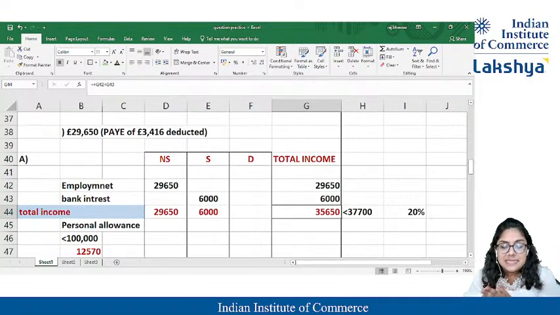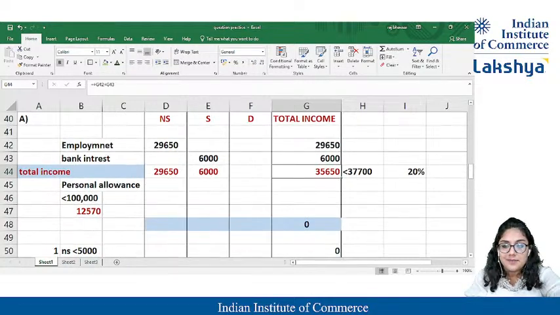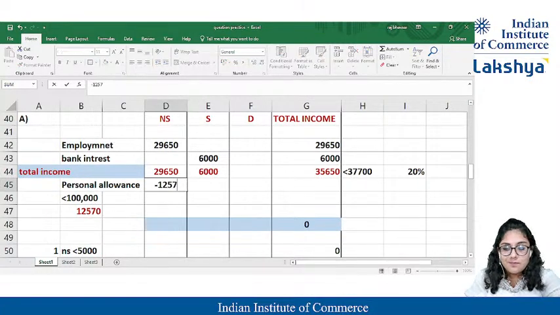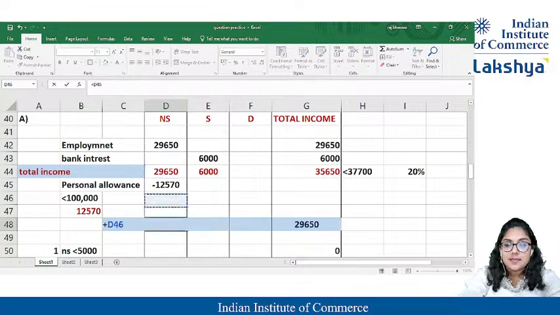This is less than 1 lakh. If it is less than 1 lakh, we get the PA, personal allowances. So first of all, please reduce it always towards the non-saving income. If I reduce it, what am I getting? This is my earnings, this is my total income. Now, on that I have to pay taxes.